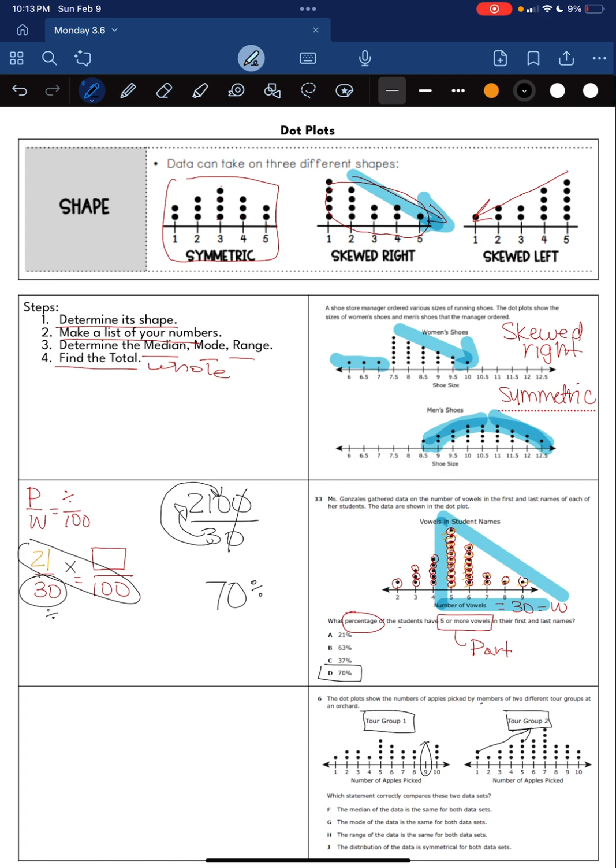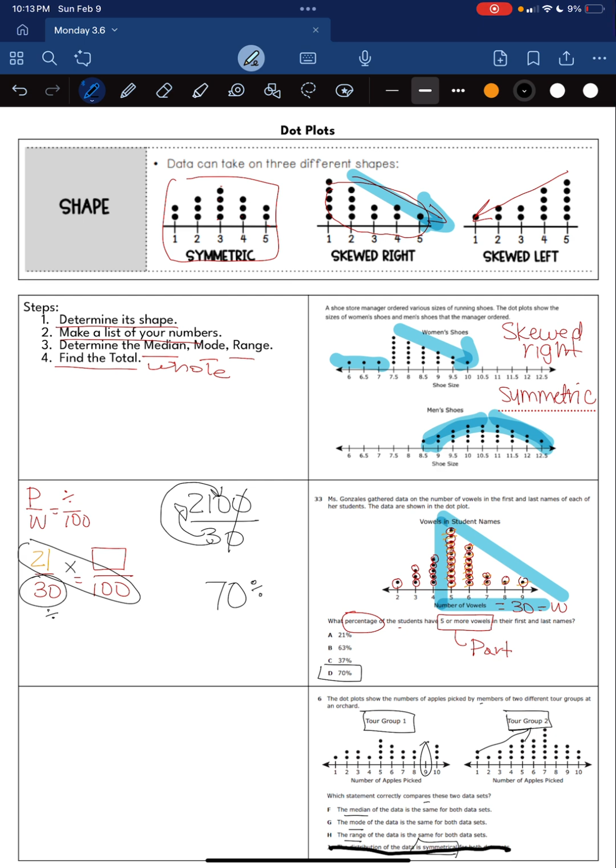The dot plot shows the number of apples picked by members of 2 different tour groups at the orchard. Which statement correctly compares the 2 different data sets? Well, F says the median, G says the mode, H says the range, and J says the distribution of this is symmetrical. Okay, well, these are not symmetrical, so we automatically should be able to eliminate answer choice J.